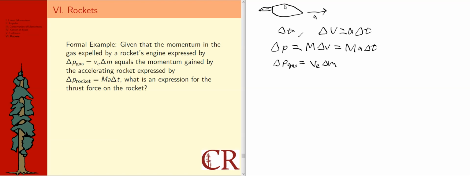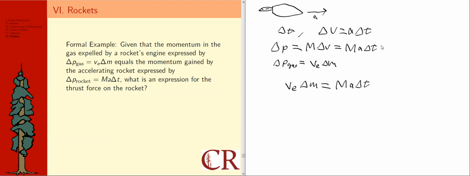In other words, V E delta M is equal to the momentum of the rocket. I didn't put rocket as a subscript before, but that is the same expression we had earlier, so we're putting in M A delta T for that. And it's asking us to find an expression for the thrust force on the rocket. Now, this is a formal example, so when we trigger the slide it's going to show us the answer, but I feel like we could probably do it without having to look at that.